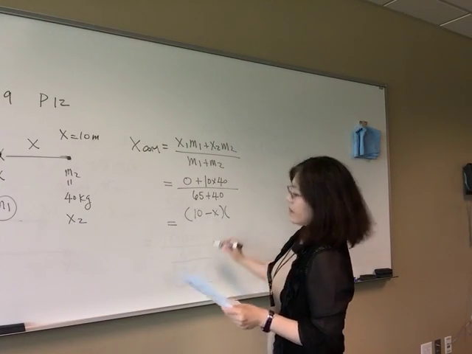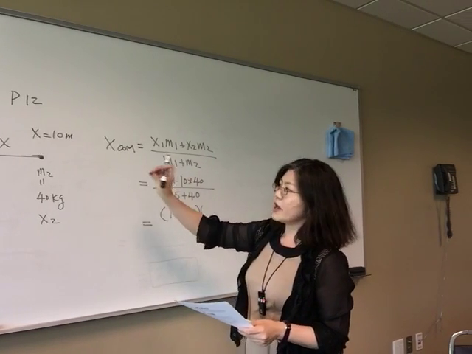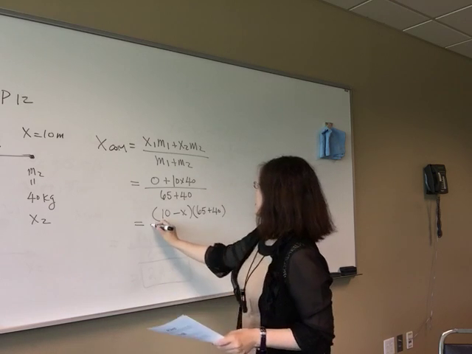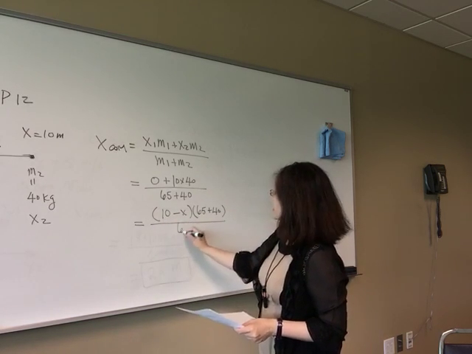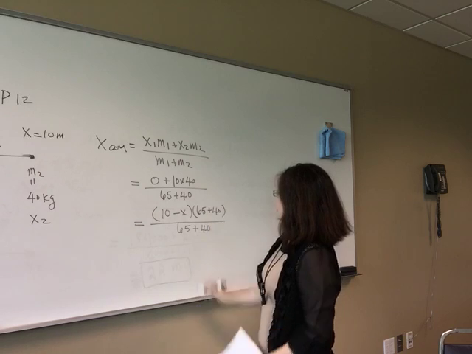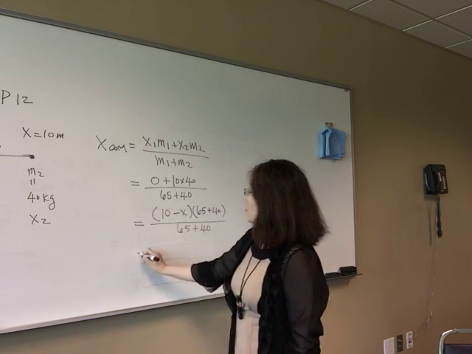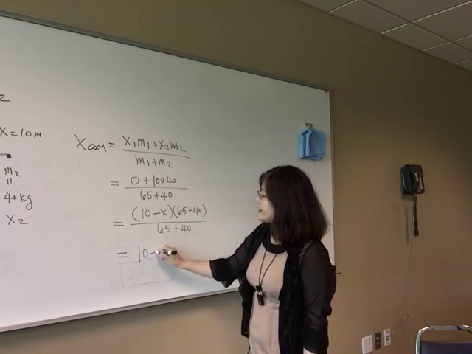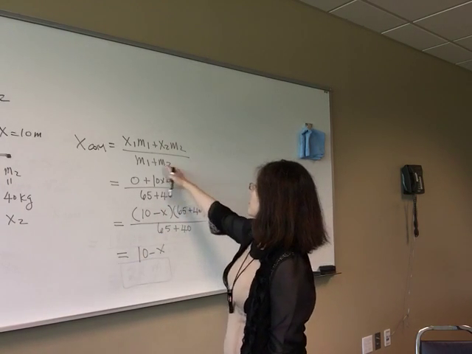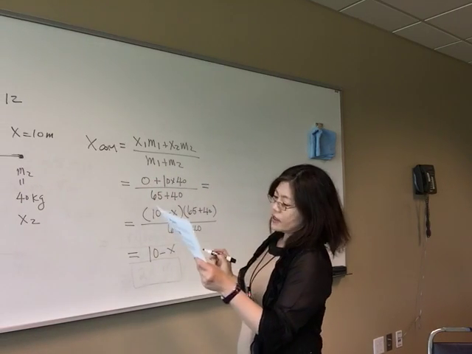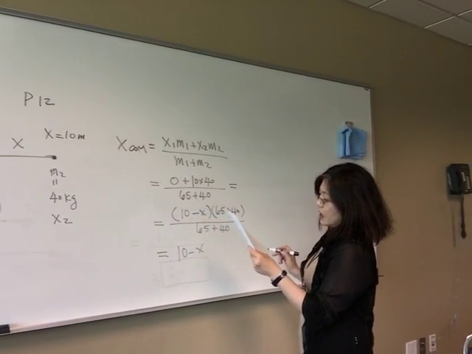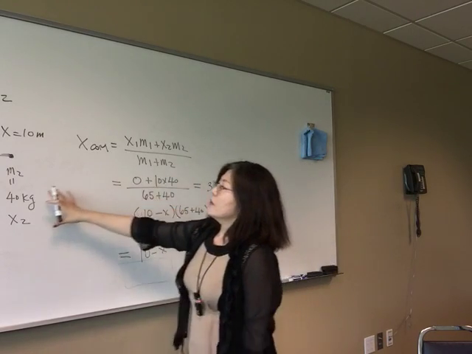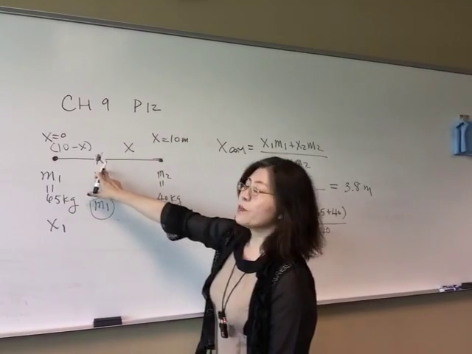and then times the combined mass, because they both meet at that point. So you have 65 plus 40, over the total mass of the system, that will be 65 plus 40. So you can see that these two cancel each other. So what you have on the right-hand side is just 10 minus x, okay? And that's equal to, you can calculate this numerical value, and the numerical value would be 3.8 meters.